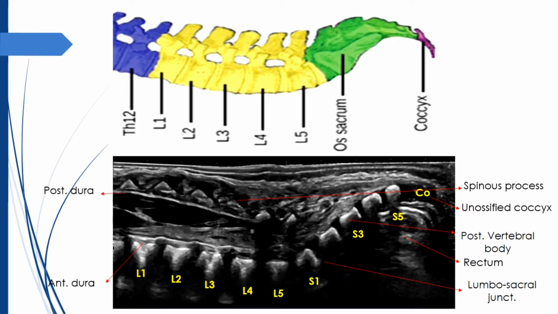Coming to the intravertebral contents, the continuous white lines are the posterior and the anterior dura respectively. The hypoechoic tapering structure is the conus medullaris, which continues as the filum terminale. The echogenic thread-like structures are the cauda equina. Bear in mind that the spinal cord ends at the lower border of L1 or the upper border of L2 vertebra, and the dura extends up to the S2 vertebra.